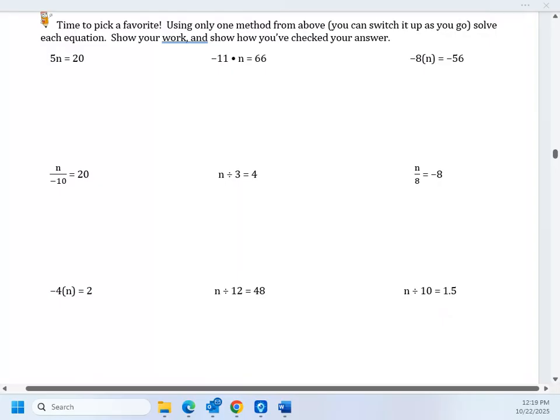All right, you're gonna make sure you go back to that first page to do those last 2 problems, do 2 methods. Then on the second page, do 1 method. Make sure you're showing your work and you're checking your answer. You're showing that you're checking your answer.